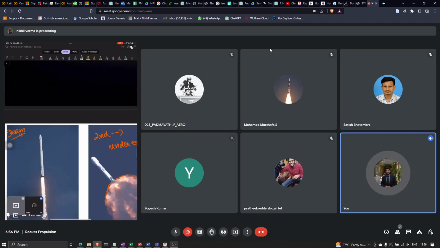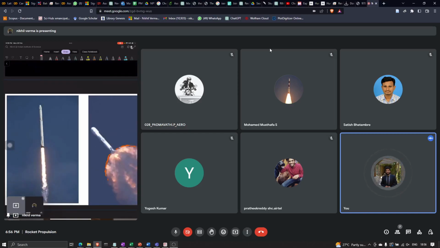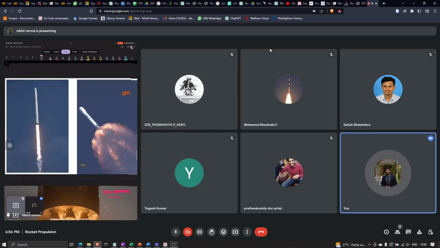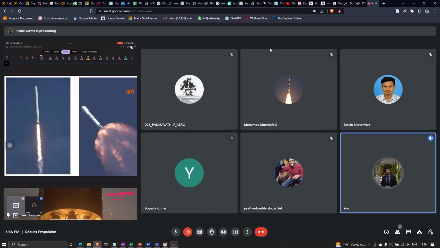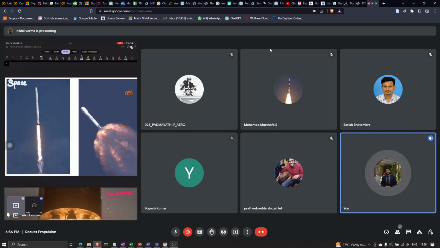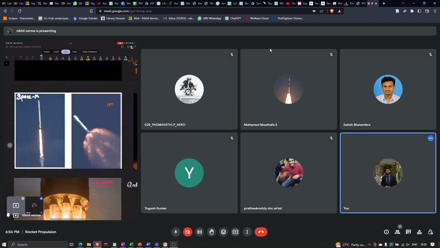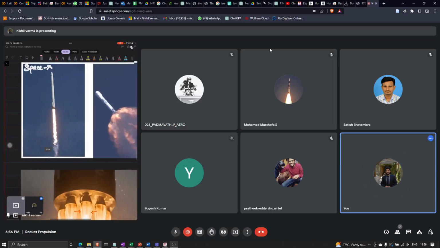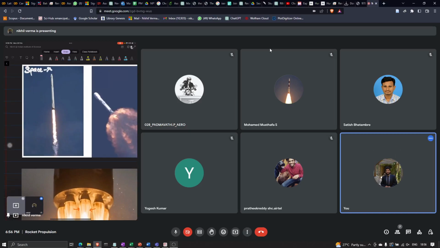Okay. So can you tell me, these are the images for a SpaceX launch, and I would like to know whether the rocket plume is underexpanded, overexpanded, or at a design point. Can anybody suggest?